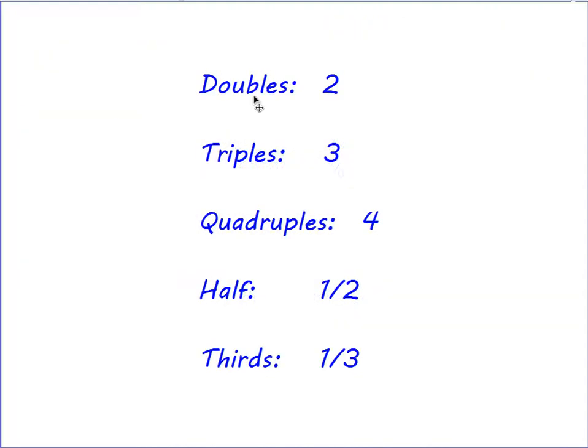As a side note, remember doubling means multiply by 2, tripling multiply by 3, quadrupling multiply by 4. If something gets cut in half, use 1/2 as your rate, and if something gets cut into a third, remember to use a third as your rate, and so on and so forth.